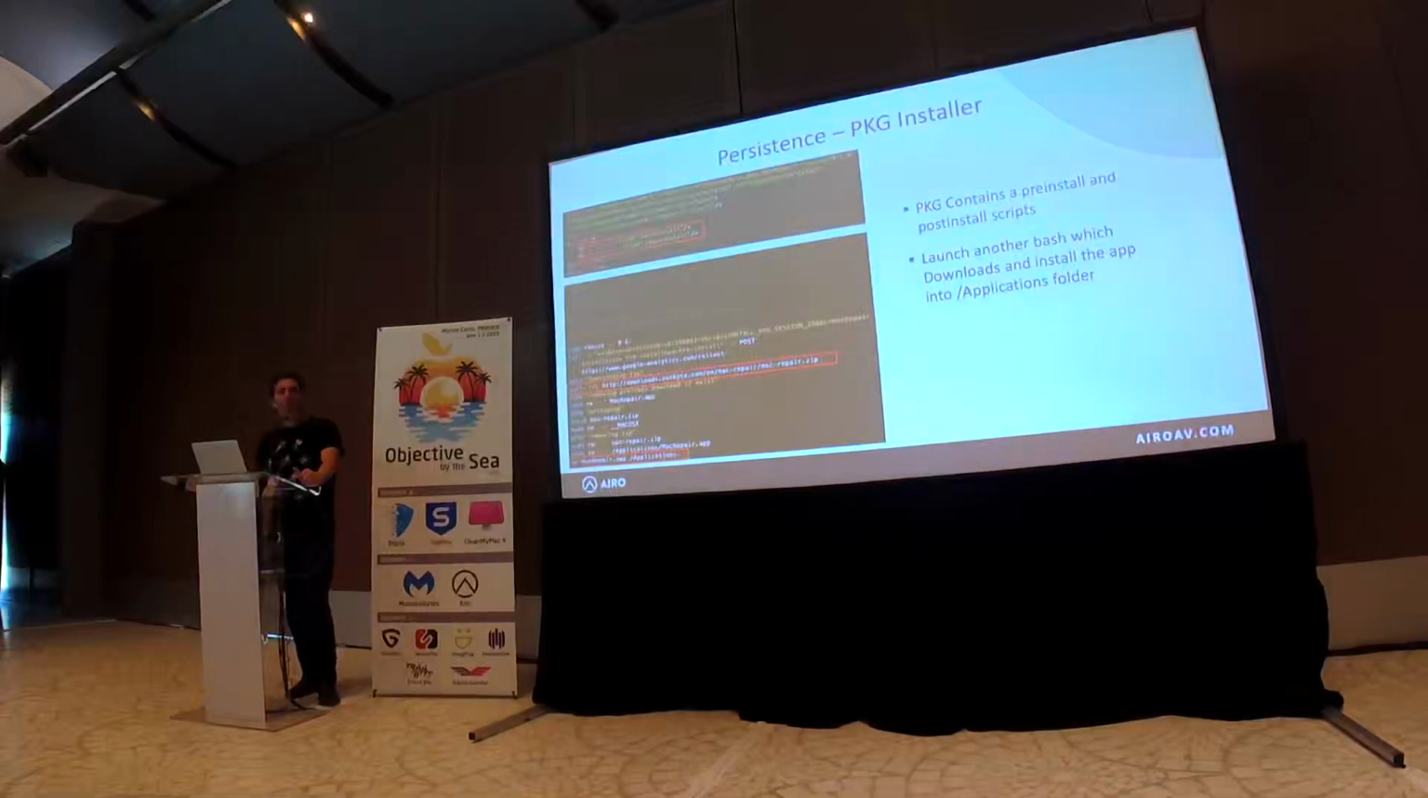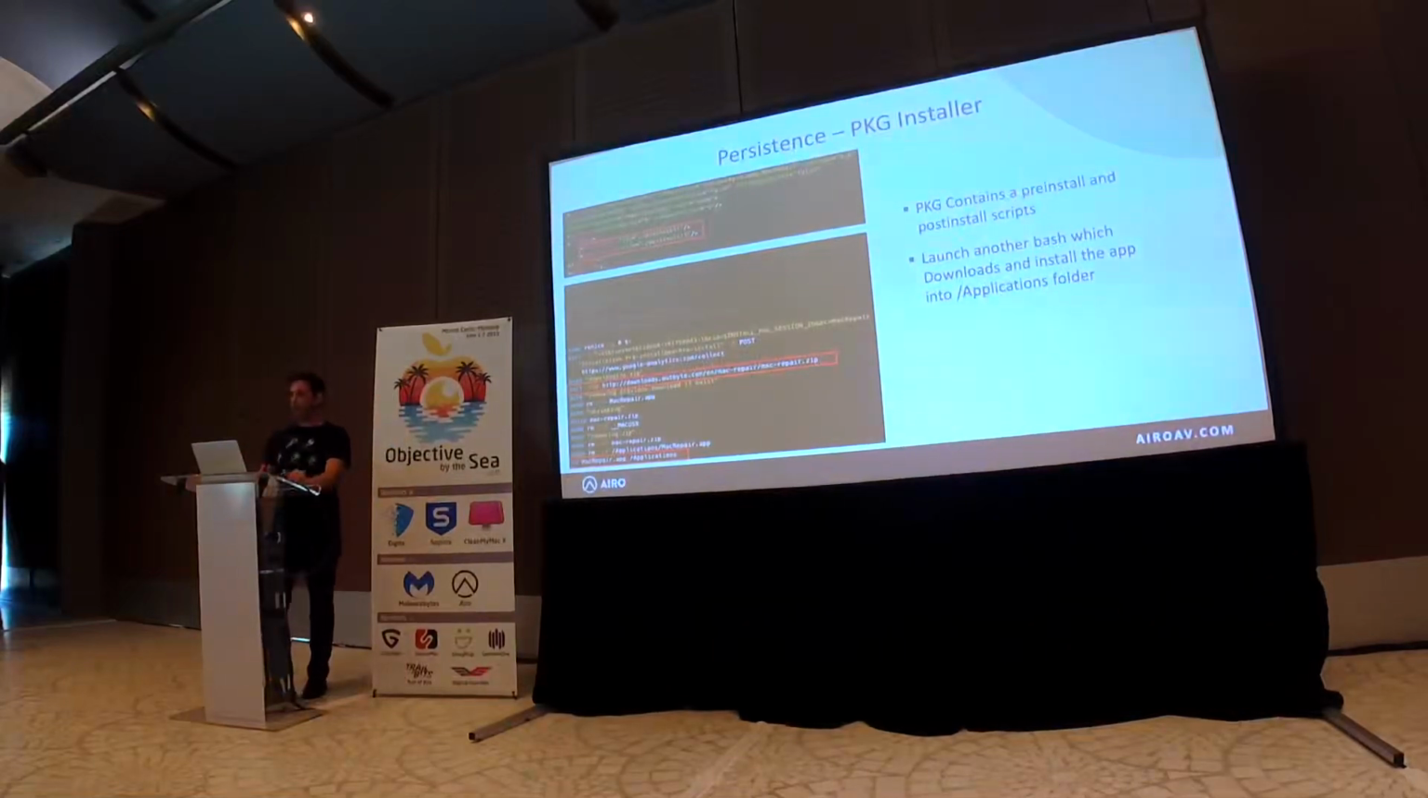The second example is using the PKG installer, the internal installer in macOS, which allows you to customize it using pre and post install scripts. So these are just bash scripts. In this example, in a cleaner called Mac Repair, it doesn't have anything in its payload in the PKG. It uses the post install script to basically just download the application from the website and install it into the application folder.